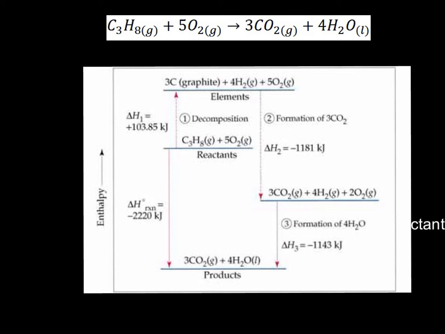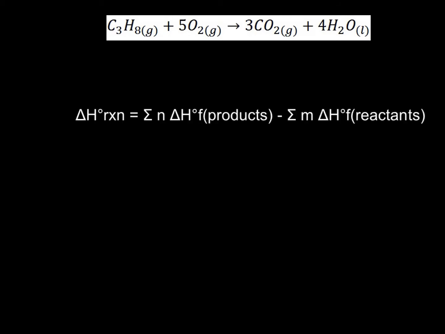Hess's law tells us that we can calculate the delta H for the reaction by adding up the delta H for the first step, plus the delta H for the second, plus the delta H for the third step to get the delta H for the overall reaction. We can also calculate the change in enthalpy for a given process by using this equation, where essentially what we're looking at is the difference between the changes in enthalpy of the products minus the reactants. This sigma means the sum of, and n and m refer to number of moles.